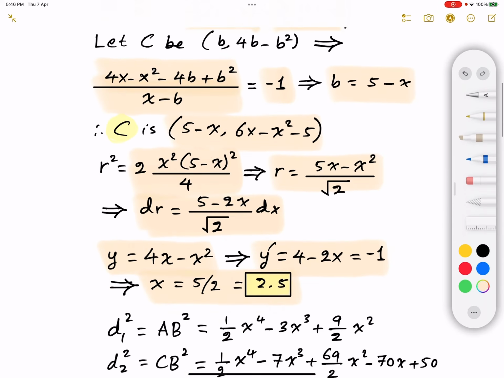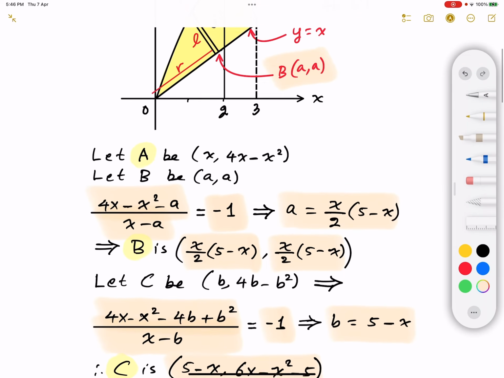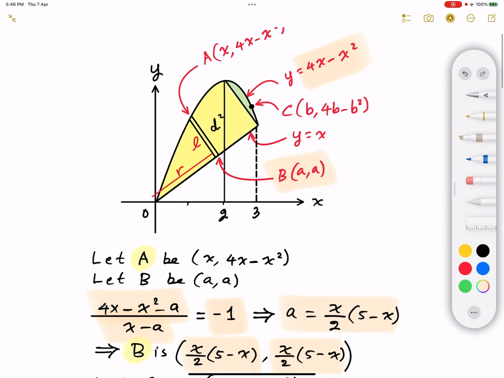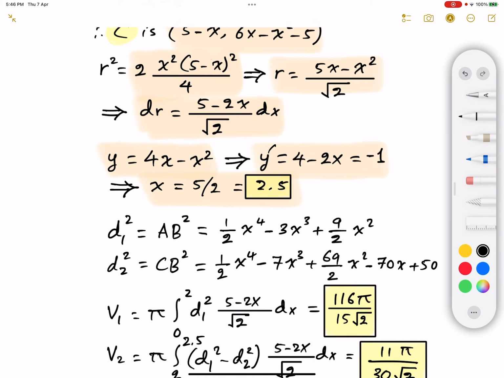Okay, great. Now we need to calculate D1. D1 is basically the distance between A and B. If you calculate that, it's going to be half x to the power 4 minus 3 x to the power 3 plus 9 by 2 x squared. And again, you also need to calculate D2.